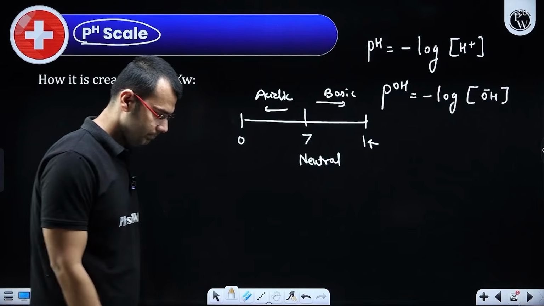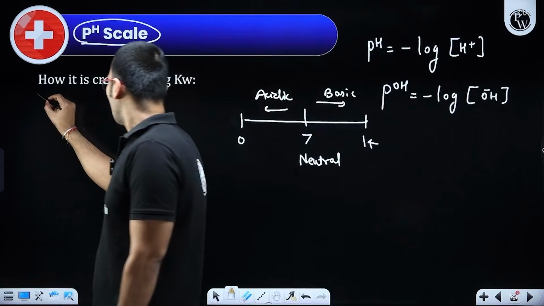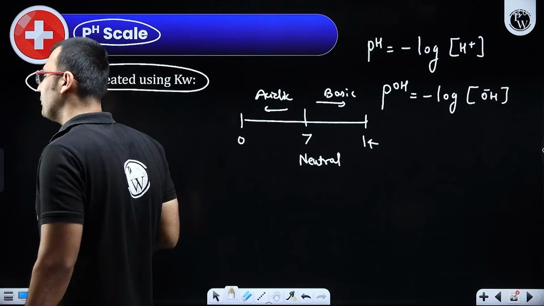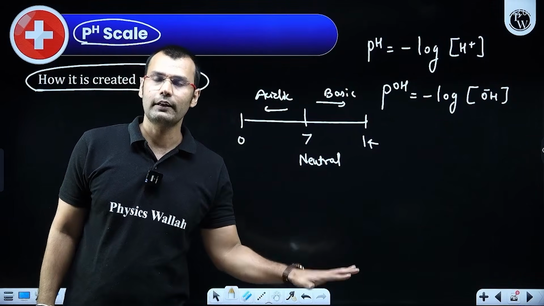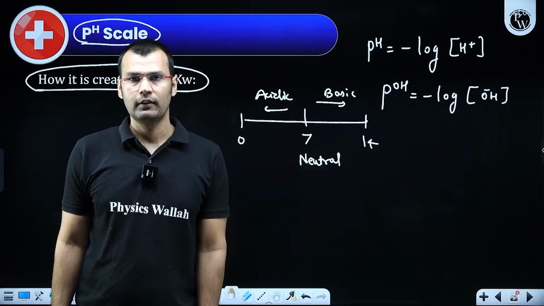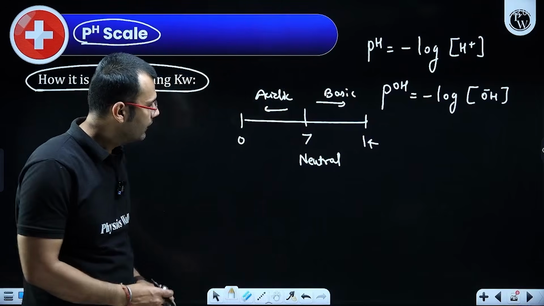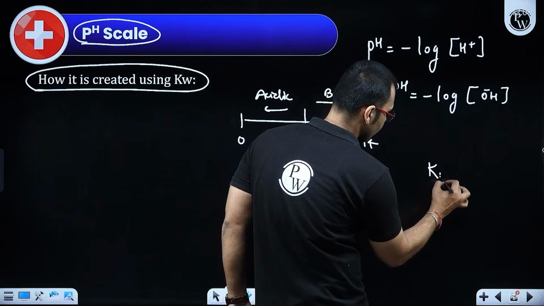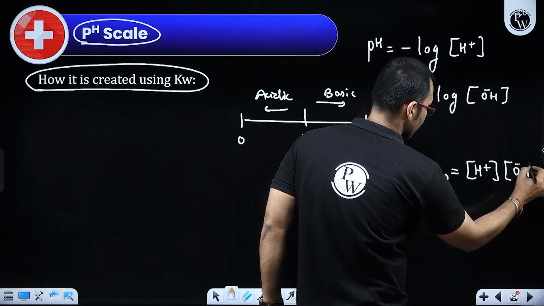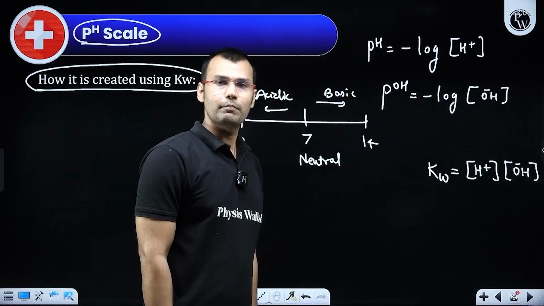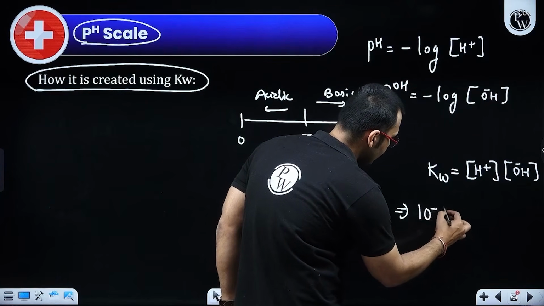But the point is, how have we obtained this pH scale? So your answer is dissociation of water. Students, please remember that your pH scale is completely dependent on the dissociation, the ionization, of water, right? We talked about Kw, the dissociation constant of water. By expression, it is concentration of H plus and concentration of OH minus, right? And at 25 degrees C, the Kw is nothing but 10 to the power minus 14.